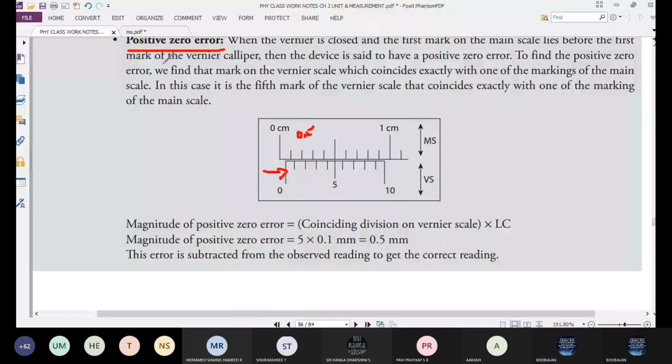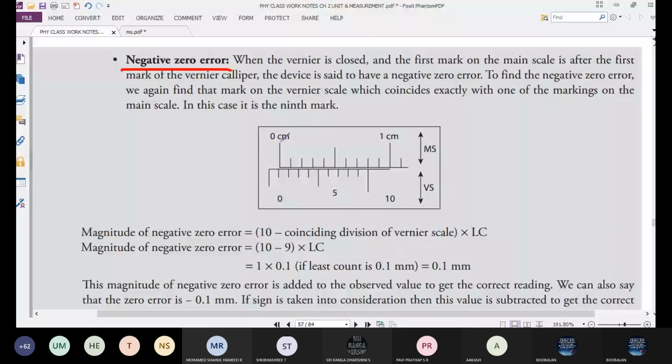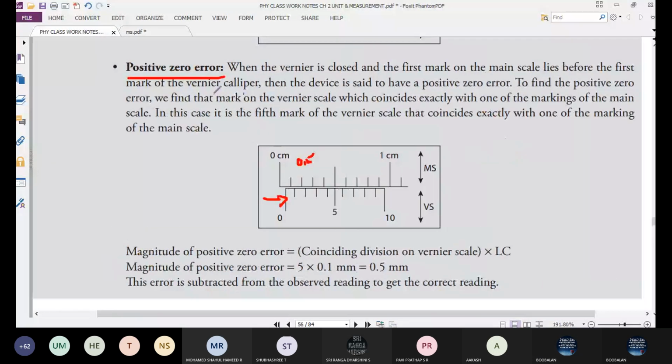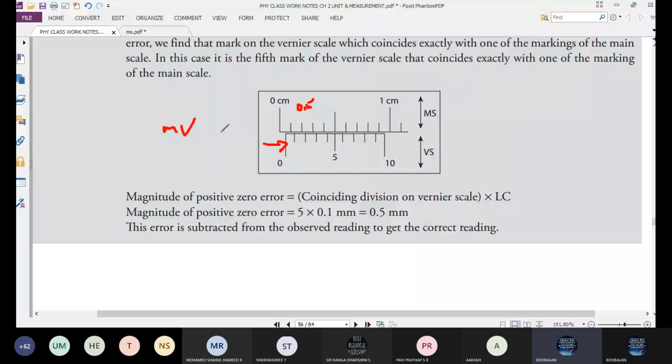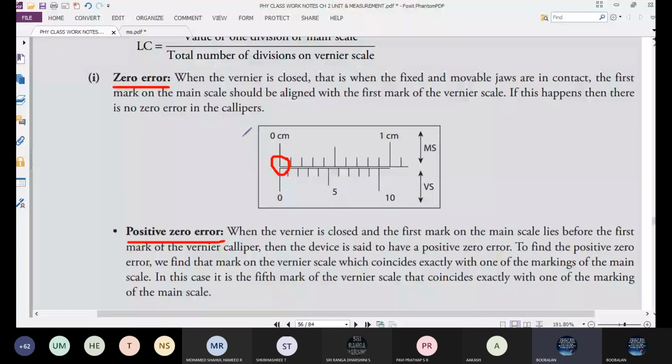Main scale reading. This is Vernier scale reading. Remember VM: it is negative error. Vernier scale first, main scale second, negative error. MV: positive error. Main scale first, next Vernier scale. VM negative, MV positive. Both equal, M and V, it is zero error.